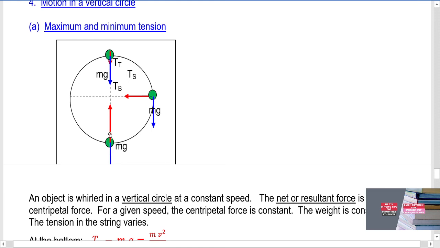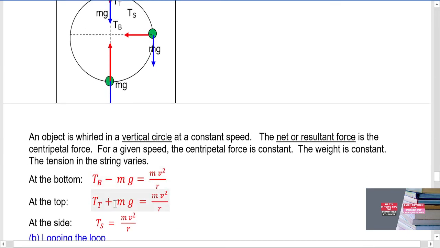We have the normal direction, or the tension of the string, going up towards the center. So the resultant force between the tension and the weight gives you the centripetal force. So it will be T minus W being equal to mv squared over r. That is at the bottom right here: T, tension at the bottom, minus mg is equal to mv squared over r.